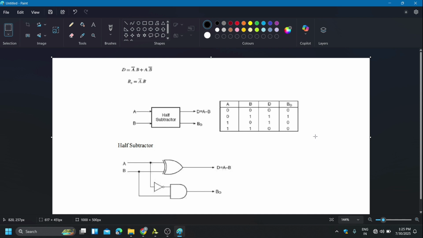Okay, and this is the truth table for half subtractor. As we have two inputs, there are a total of 4 possibilities: 0 0, 0 1, 1 0 and 1 1, and here difference and borrow are calculated from these expressions, you can see. Okay, now let's write the Verilog code for this half subtractor.